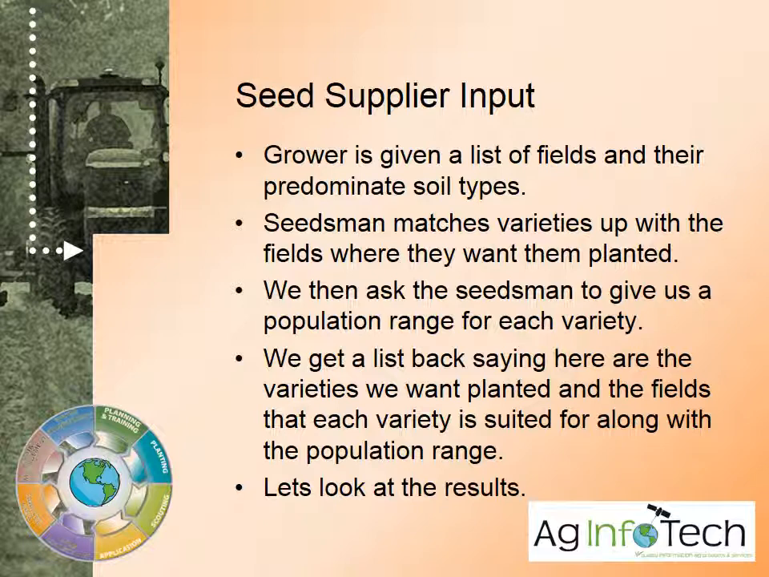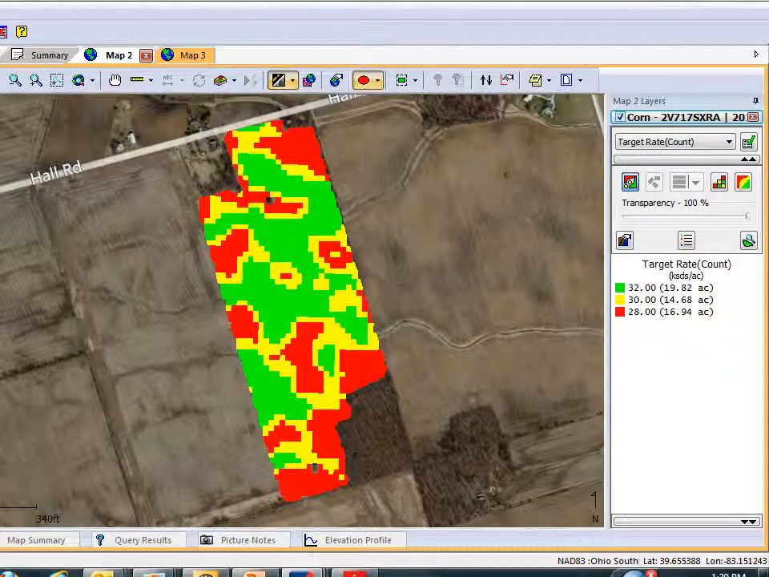Let's take a look at the results. This is a field here that we've actually run this on. This is for the 2V717 SXRA variety. The population range that the seedsman said that we needed to plant this variety at was between 28,000 and 32,000. So the red is going to be planted at 28,000 seeds per acre, the yellow is 30,000 seeds per acre, and the green is 32,000 seeds per acre.